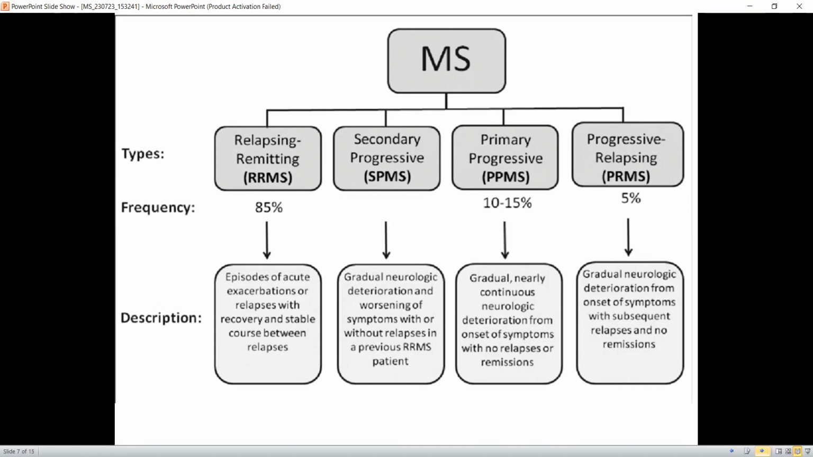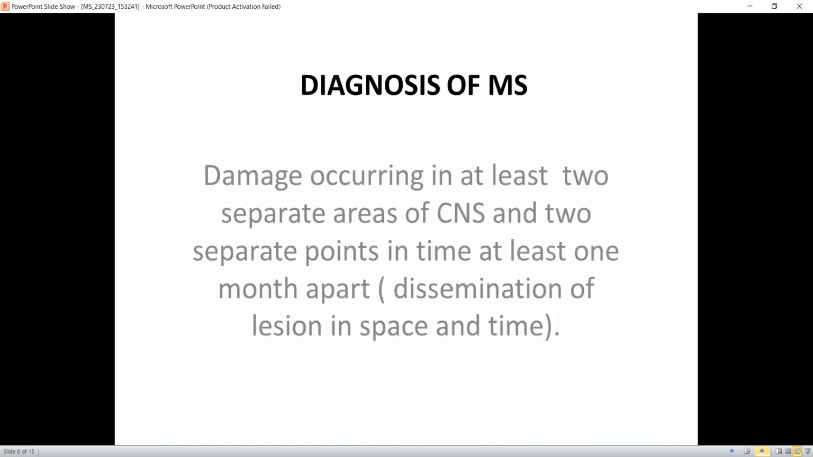There are four different types of MS: relapsing remitting, secondary progressive, primary progressive, and progressive relapsing. Relapsing remitting, in which there are episodes of relapsing or remitting phases of the disease, while in the secondary progressive there is neurological deterioration with or without the relapsing episodes of the disease. While in the primary progressive there is continuous neurological deterioration with no relapsing or remitting episodes of the disease, while the progressive relapsing is a disease in which there is neurological deterioration with subsequent relapsing episodes in between.